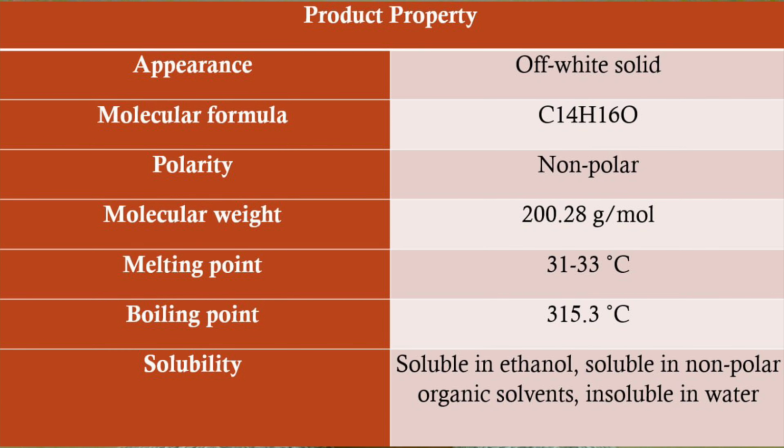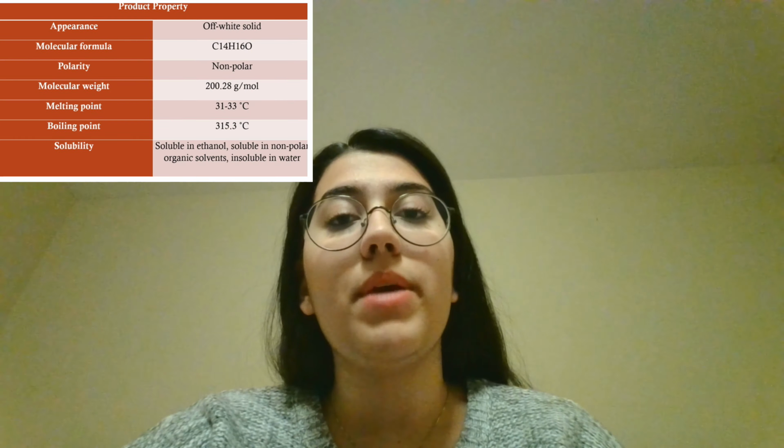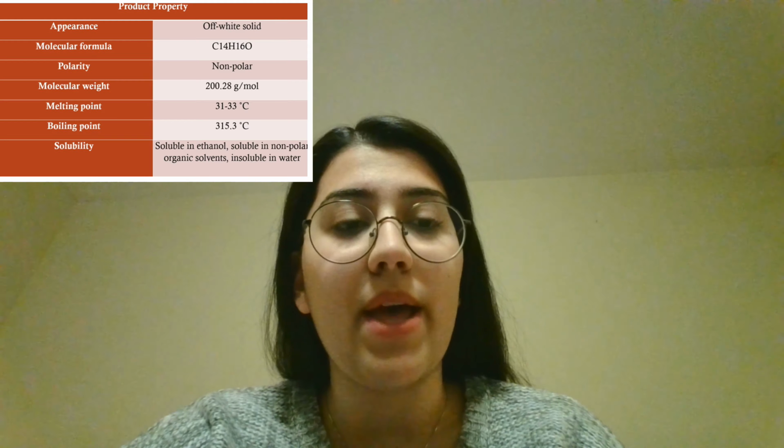I would also like to talk about some properties of 2-butoxynaphthalene. As I mentioned, it is an off-white solid and its molecular formula is C14H16O. It is a non-polar compound. Its molecular weight is 200.28 gram per mole. Its melting point is between 31 to 33 degrees Celsius. Its boiling point is about 315.3 degrees Celsius. And as I mentioned, it is soluble in ethanol. It is not soluble in water because it is not polar, and it can also dissolve in non-polar organic solvents.